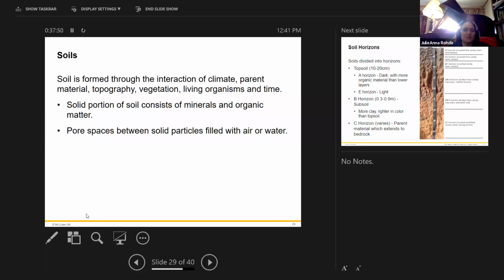So what forms soil? Soil is formed through the interaction of climate, what's called parent material, which boils down to basically the type of rock that it's going to come out of, topography, vegetation, living organisms, and time.